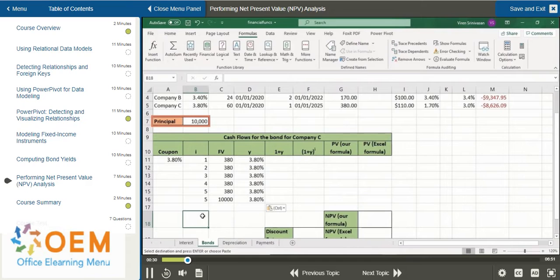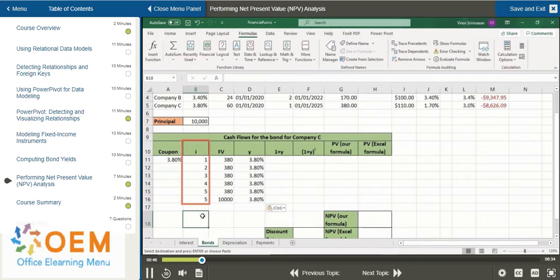In row 7 we have the principal, which is $10,000. And then down below, starting row 9, we have the bond schedule. This is a schedule of all of the cash flows coming from the bond. We have the coupon, which is in cell A11, that's 3.8%.